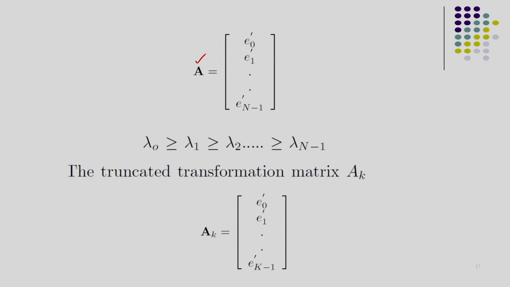What is E naught dash? E naught dash is the eigenvector corresponding to the first largest eigenvalue. What is U1 dash? U1 dash is the eigenvector corresponding to the second largest eigenvalue. Like this, I arrange all the eigenvalues in the descending order of magnitude, and corresponding to lambda naught I have the eigenvector E naught, corresponding to lambda 1 I have the eigenvector E1, corresponding to lambda 2 I have the eigenvector E2, like this. From this, I am constructing the transformation matrix A. Also, I can consider the truncated transformation matrix, AK. In this case, I am not considering all the eigenvectors. I am only considering the first k number of eigenvectors corresponding to the eigenvalues. So I have the truncated transformation matrix.